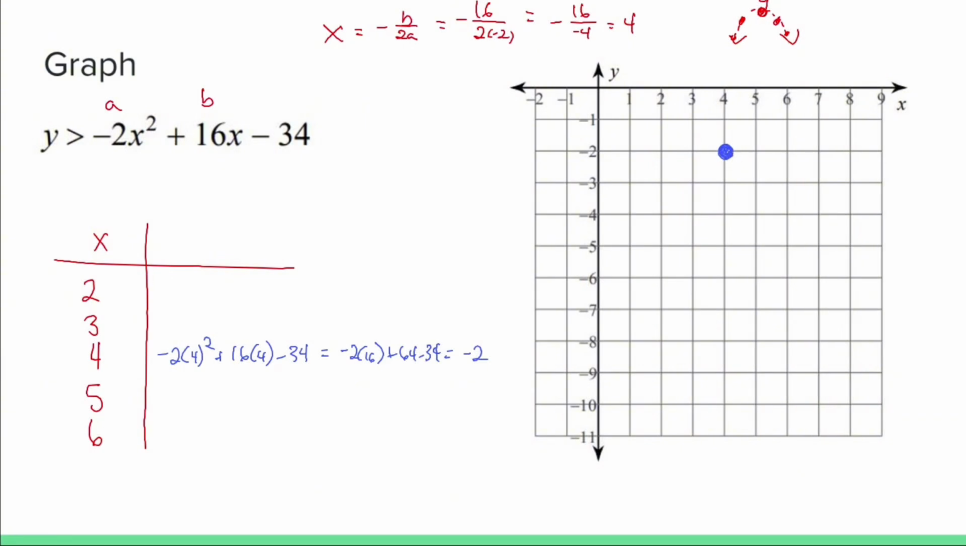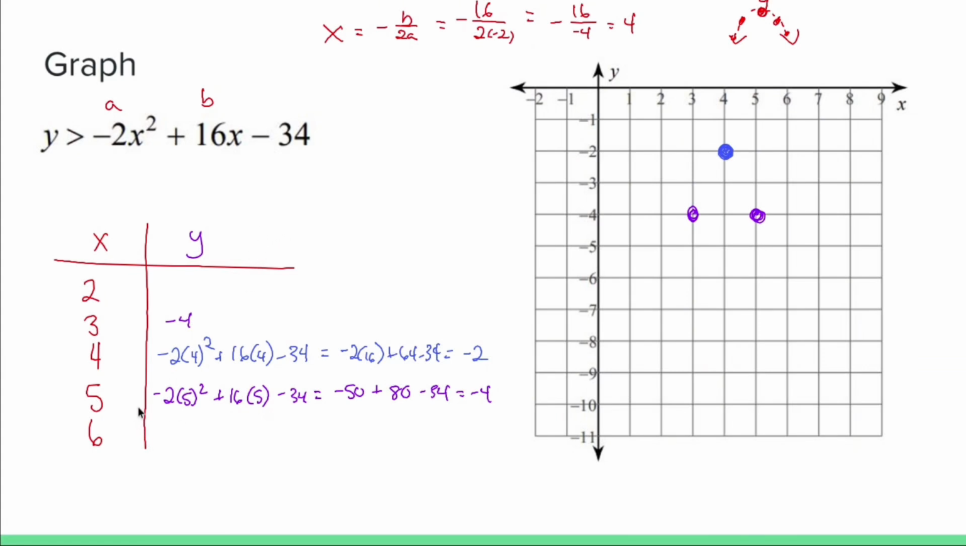Let's plug in 5, see what happens. And when I plug in 5, 3 is going to give me the same thing. So negative 2 times 5 squared plus 16 times 5 minus 34. 5 squared is 25. Negative 2 times that is negative 50. 16 times 5 is 80, minus 34. So negative 50 plus 80 is 30. 30 minus 34 is negative 4. So if 5 is negative 4, then 3 is negative 4. These are y values.